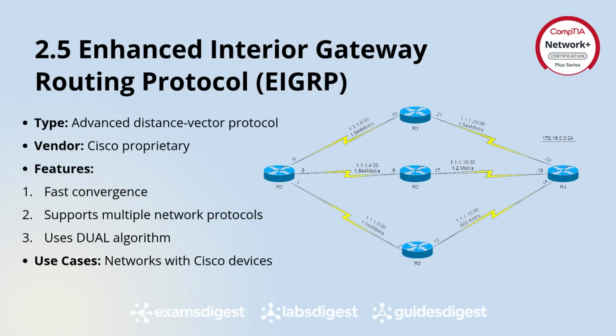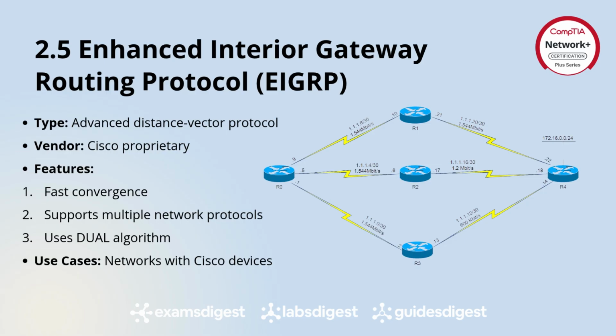Enhanced Interior Gateway Routing Protocol, or EIGRP. Developed by Cisco, it's a hybrid routing protocol that combines features of both distance vector and link state protocols. Imagine EIGRP as a sophisticated local navigation system within a city, efficiently directing traffic through various routes to avoid congestion.